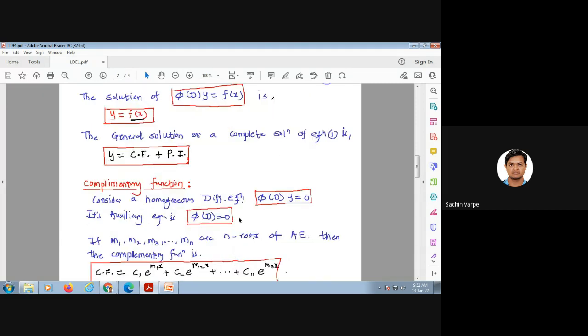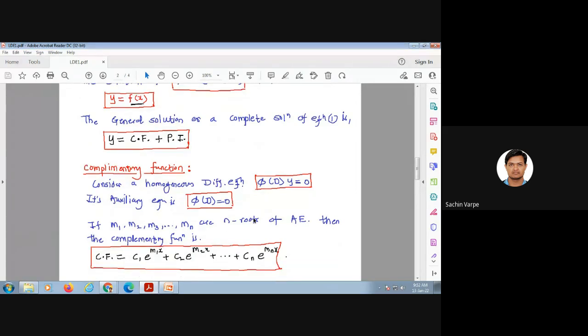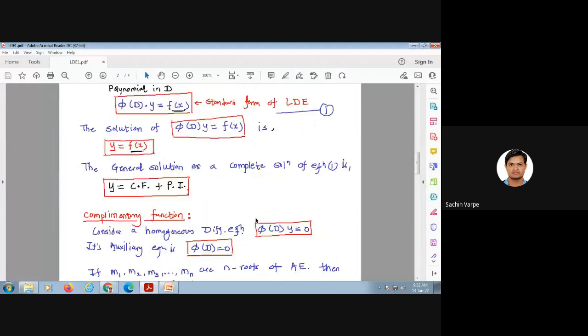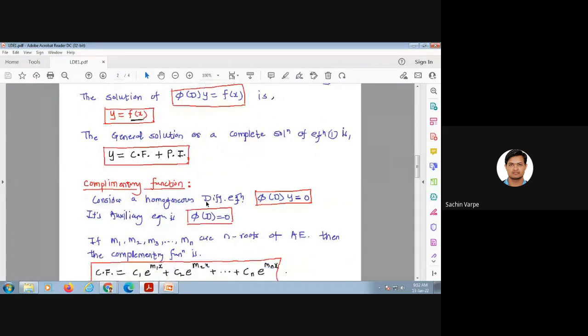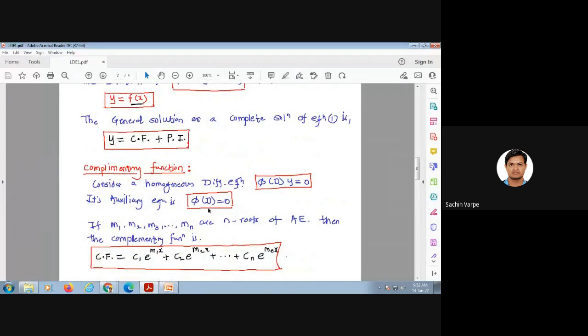So to solve towards the solution, we consider its auxiliary equation. Auxiliary equation means we equate that polynomial to 0, that is phi of D equal to 0. So we solve this auxiliary equation for D. As we know that we have started with the nth order linear differential equation, phi of D is a polynomial of degree n. Right? As it is of degree n, it will have n roots.